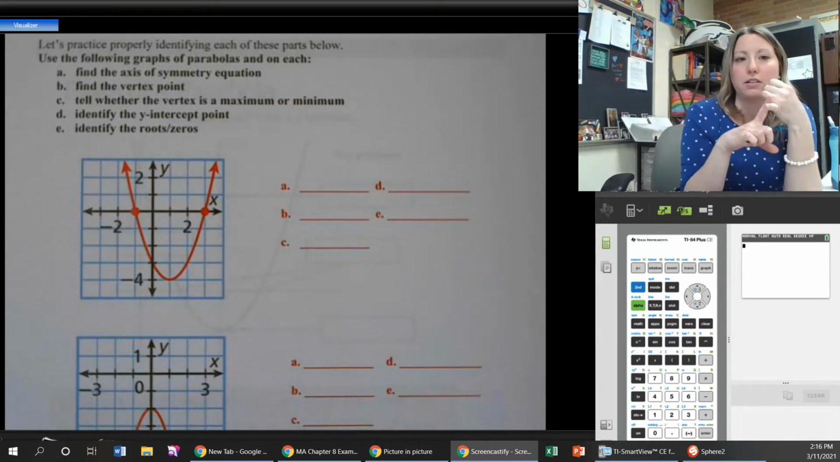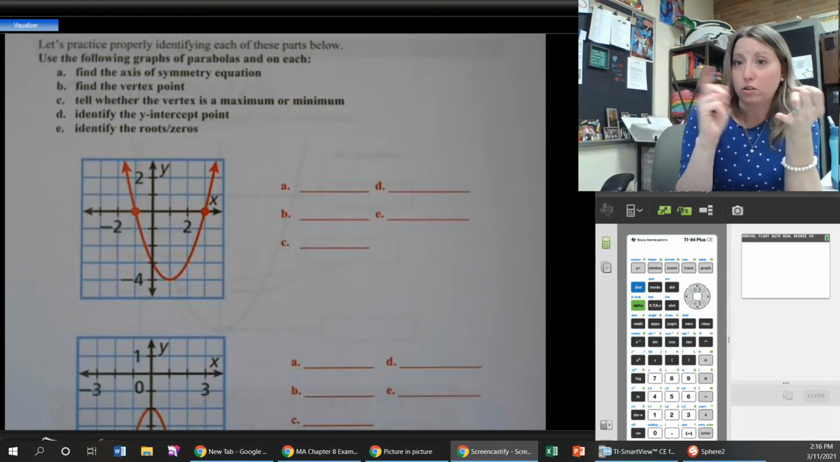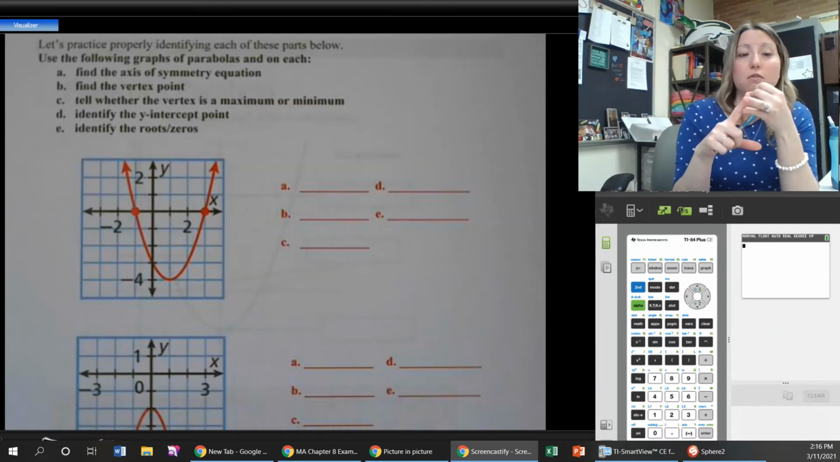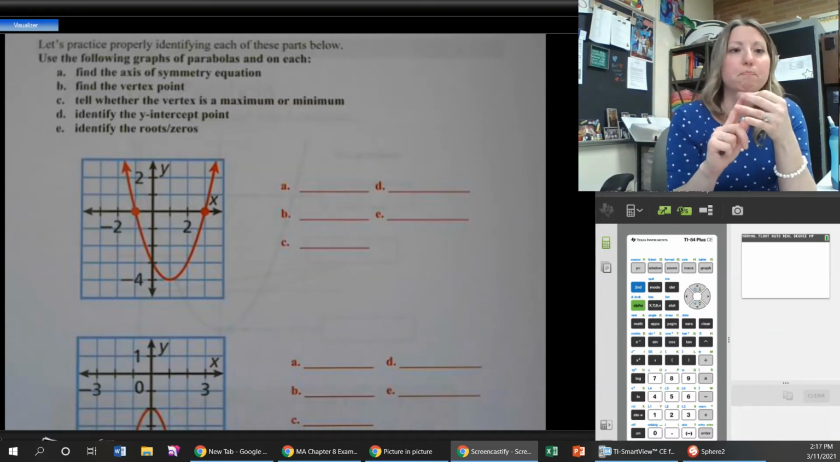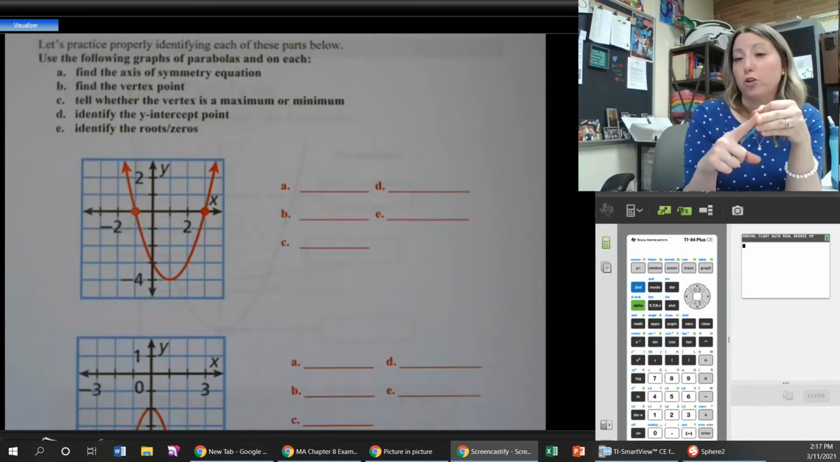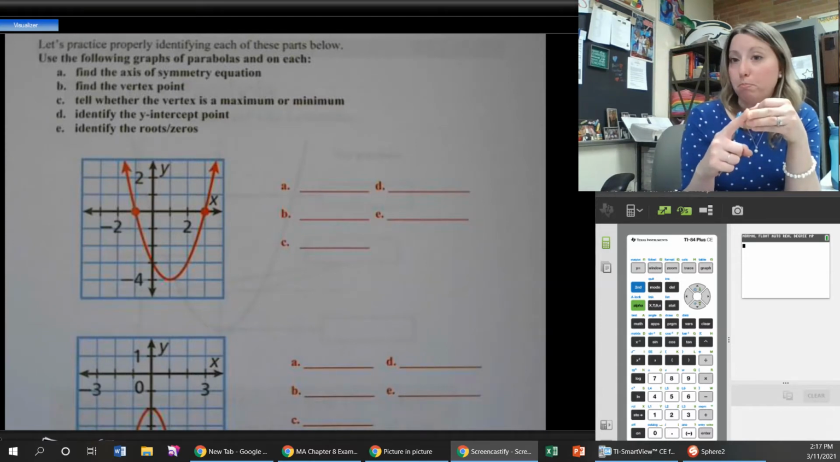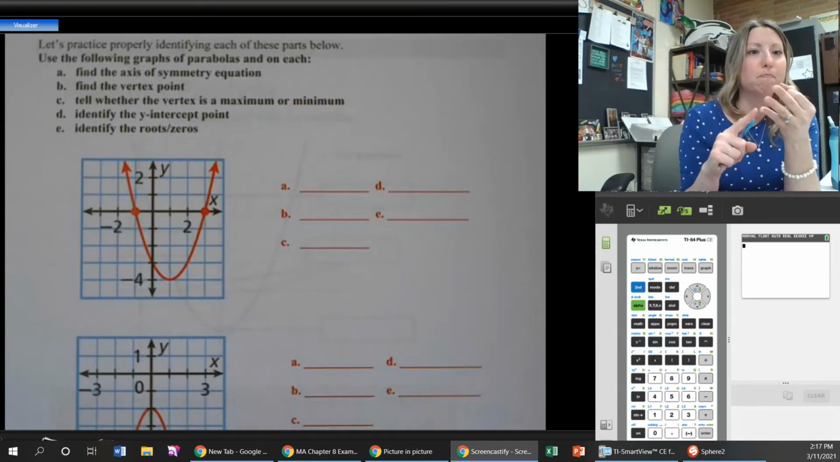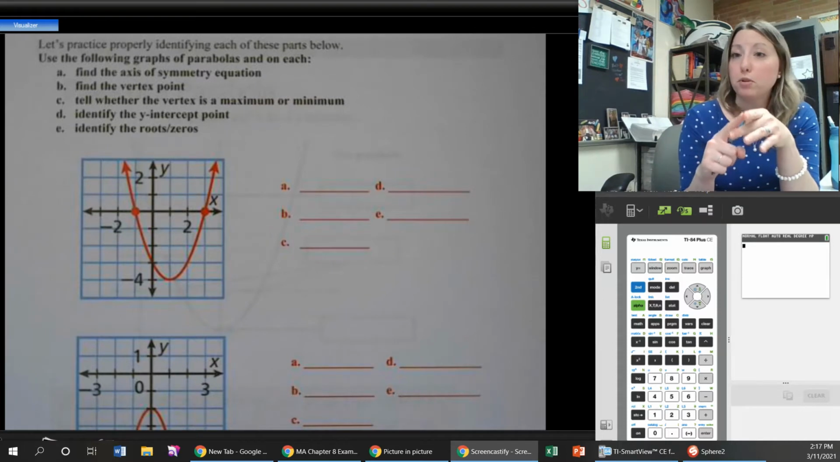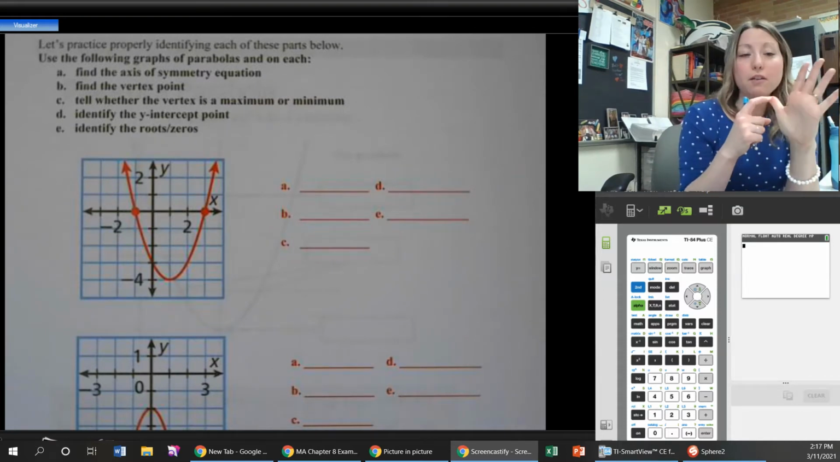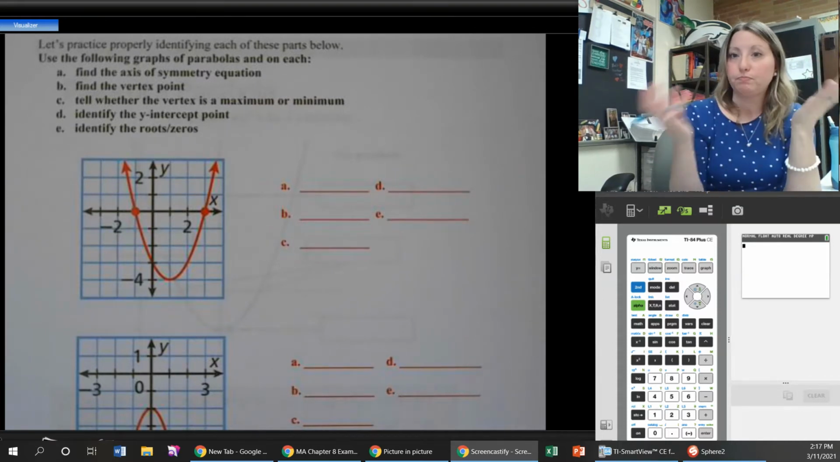We're going to find the axis of symmetry equation. I'll explain that. We'll find the vertex point. I'll explain that. We are going to tell whether that vertex point is the maximum or the minimum, meaning the lowest point or the highest point. We're going to identify the y-intercept point, and we are going to identify the roots or zeros.